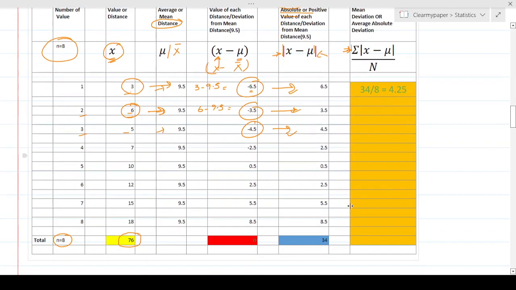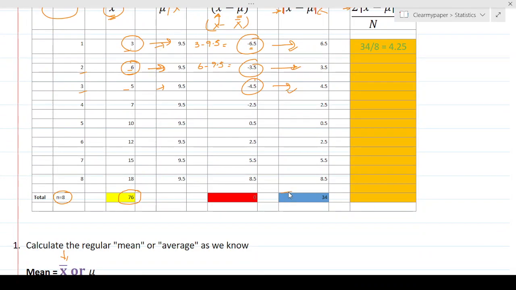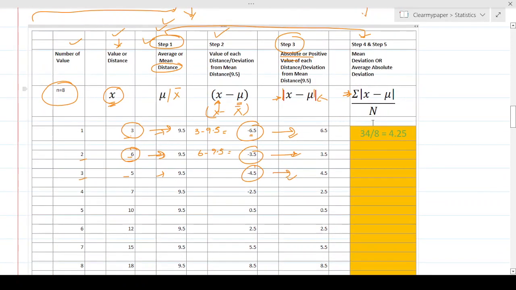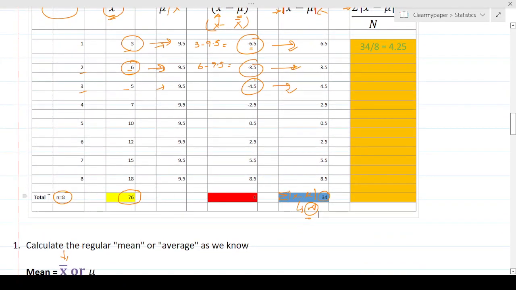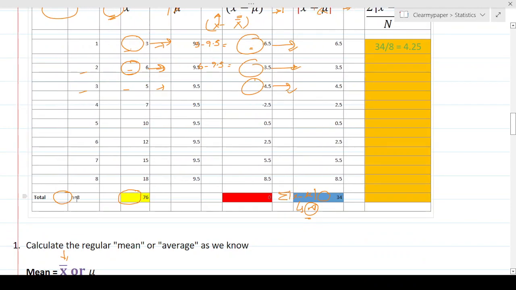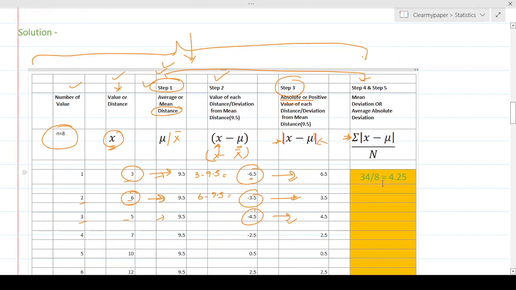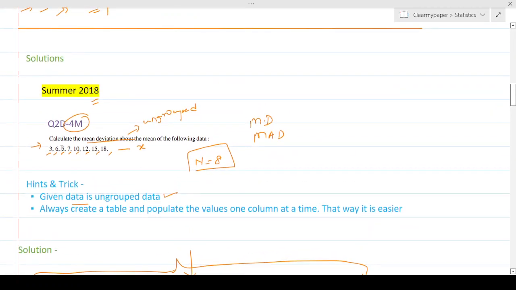So this particular value is nothing but the summation of |x minus mu| or |x minus x bar|, that's what is 34, and that's the numerator for the next column. Okay, so I'm taking the 34 here and dividing it by 8, which is the number of observations that I've got initially. That will stay as it is, and then whatever answer I get in green, 4.25, that's your final answer, which is nothing but, either you can call it mean deviation or mean absolute deviation, or mean deviation from the mean, like they have asked in the exam.